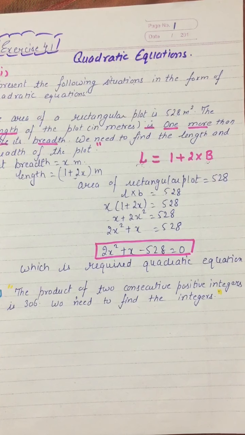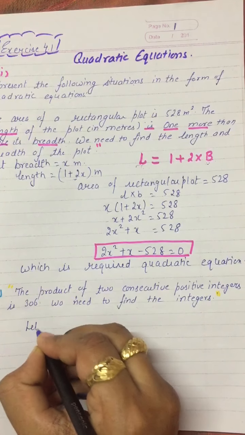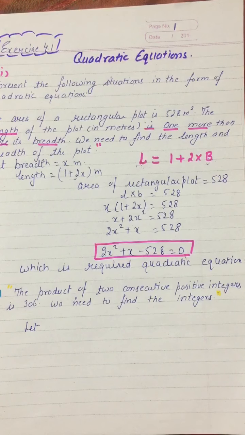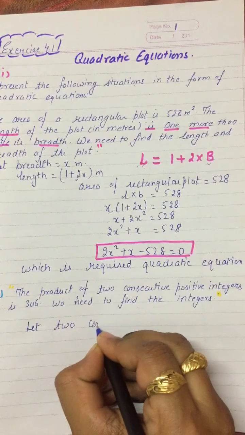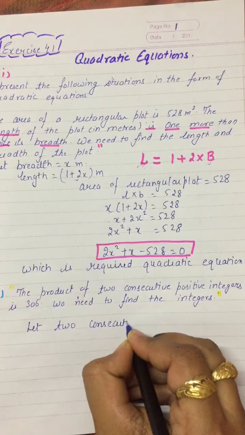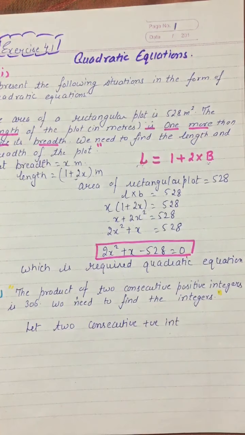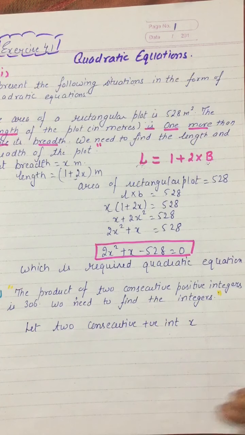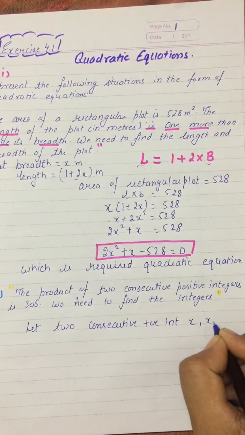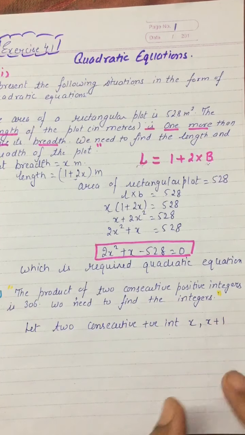If we take 2, the very next will be 3. Here we will assume: let there be two consecutive positive integers. I will take one as x. If one is 5 then the next one is 5 plus 1, that is 6. So if one is x, then the next one will be x plus 1. Next one means we will add 1 in that.